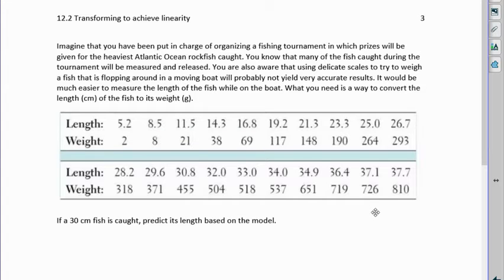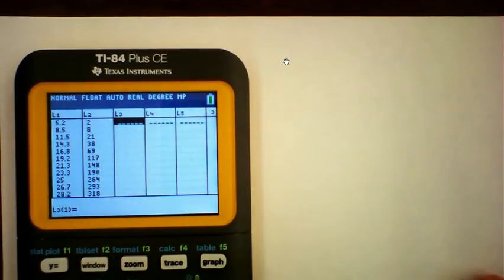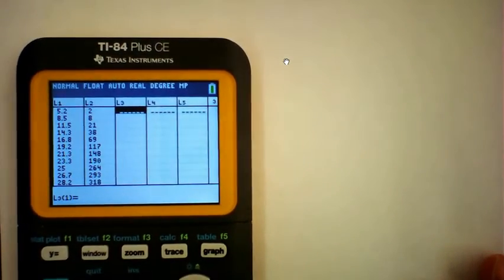Okay, so what we have here is a fishing tournament. They want to be able to just put the length of the fish into an equation, and then automatically come up with the weight of the fish. So they're trying to come up with a model that uses the fish's length, which is easier to measure because you can put them next to a ruler instead of having them flopping around on a scale, so you can find out the weight of the fish. Okay, here's all this data in my calculator.